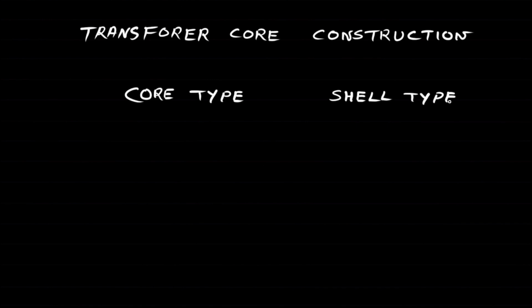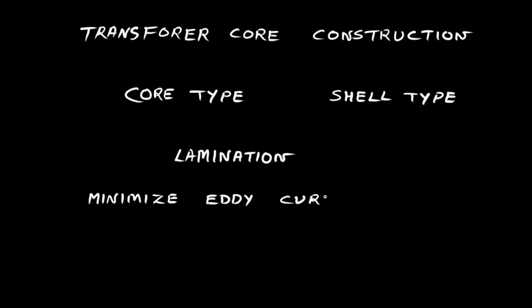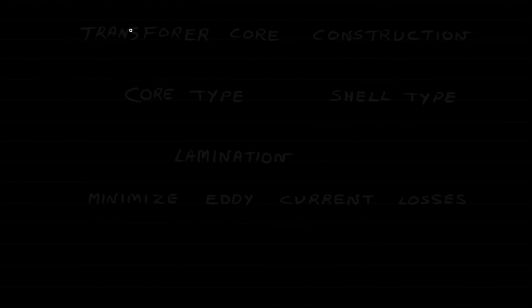The transformer core serves as the magnetic pathway for flux generated by the windings. It's constructed from thin sheets of high-grade silicon steel, called laminations. These laminations are insulated from each other to minimize eddy current losses and improve efficiency. The way these laminations are arranged and how the windings are positioned around them defines whether we have a core type or shell type transformer.